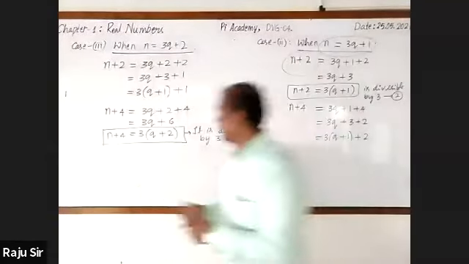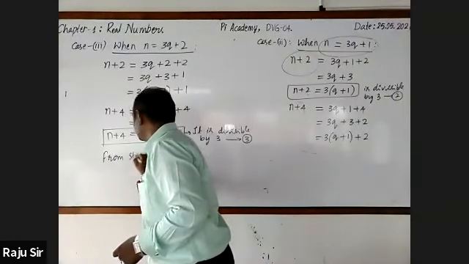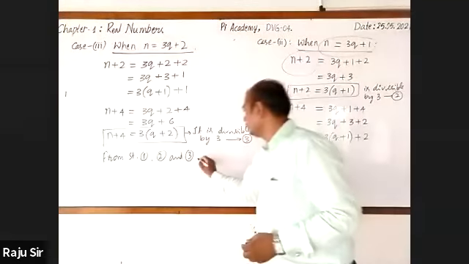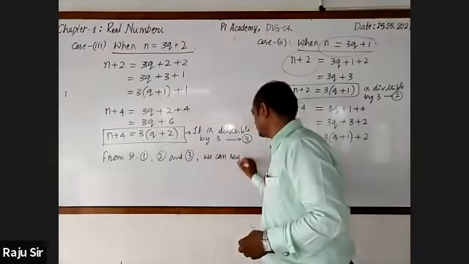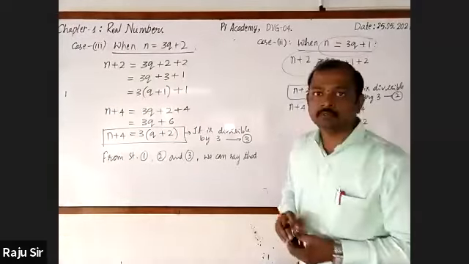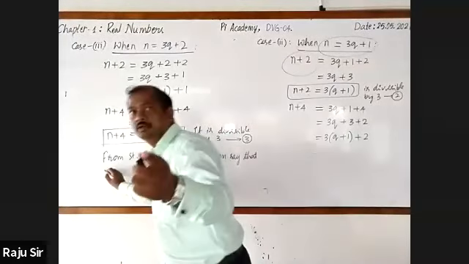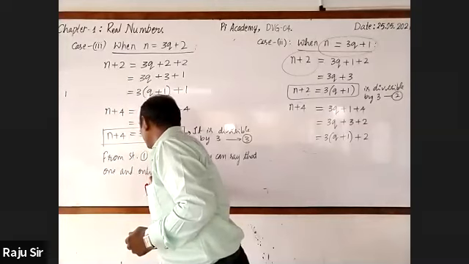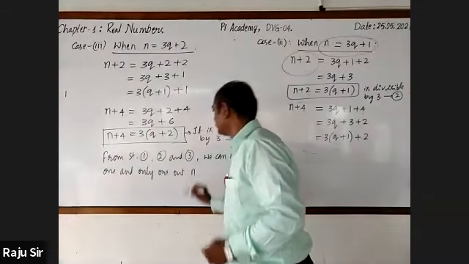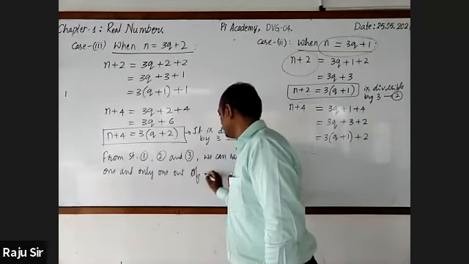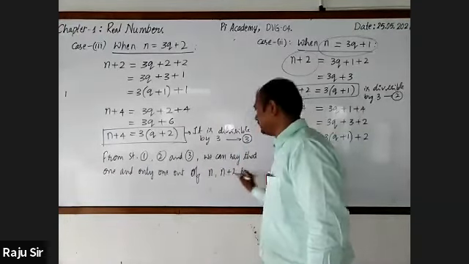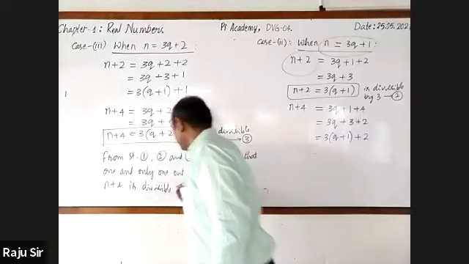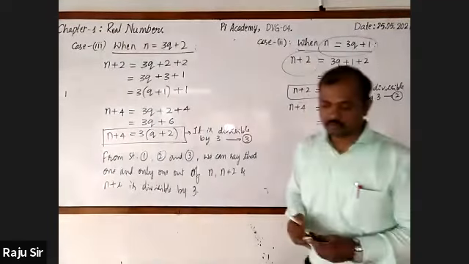From statements 1, 2, and 3, we can say, or we can conclude that, one and only one out of n plus 2 and n plus 4 is divisible by 3.